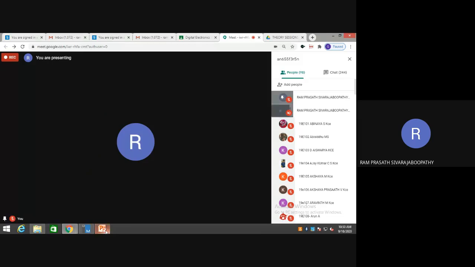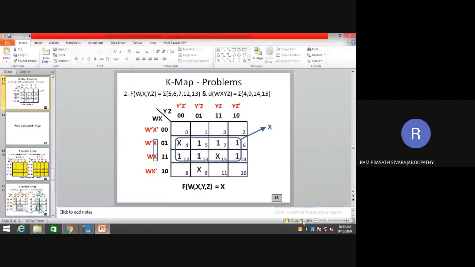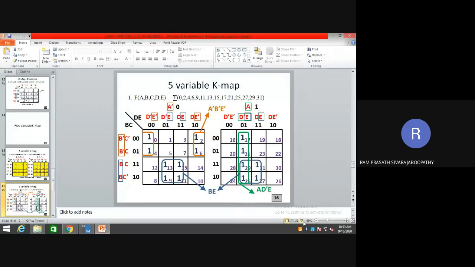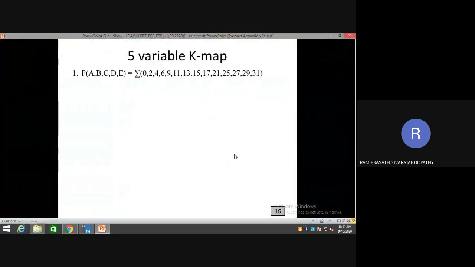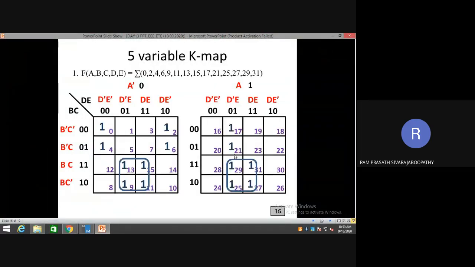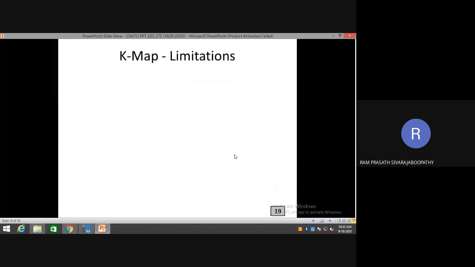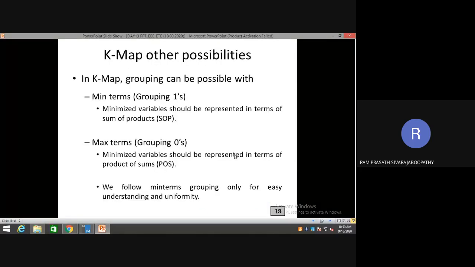See, in this particular website, you can use it for your study purpose. Okay, don't misuse this. Okay, fine. So that's all about the problem. Then K-map other possibilities: we are not focusing on those things. It is enough if we know one method well. Clear? No need to go with other methods, but you have to know what all the methods are.